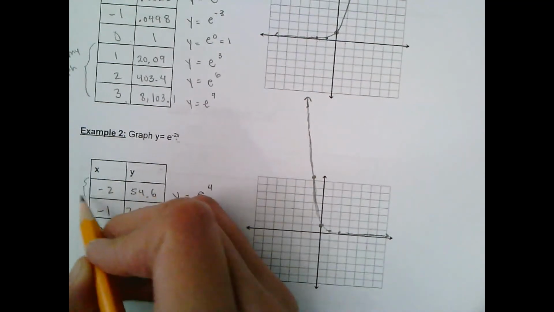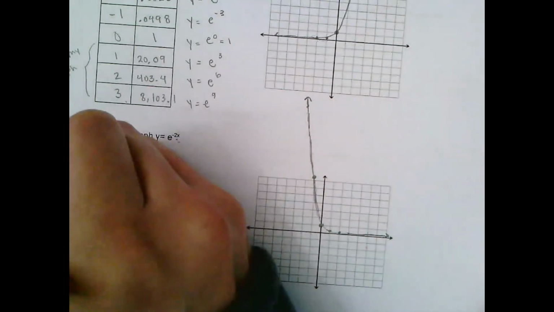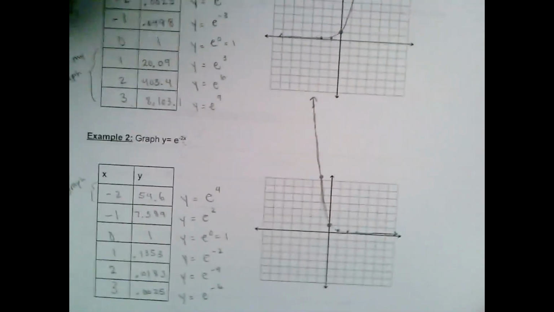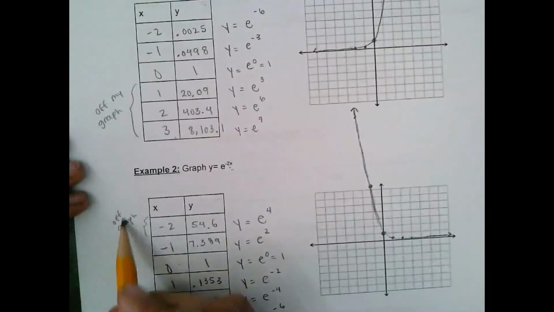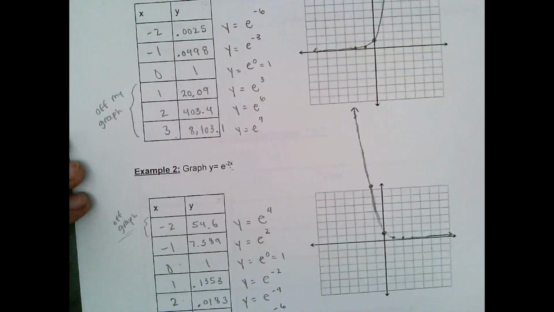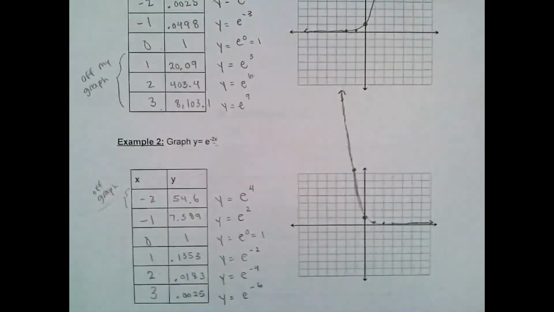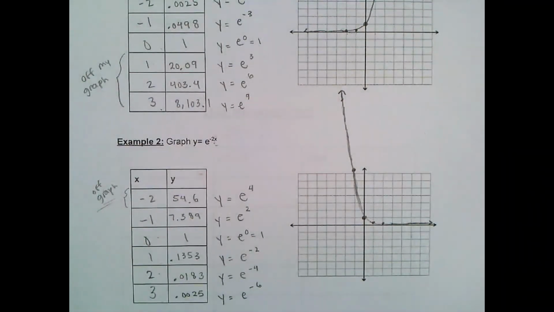But by the way, this point was off my graph. I would like you to also tell me in your task which points ended up going off your graph. Because that's going to let me know that you understand how to approximate the points that are on your graph, okay? Well, good luck.